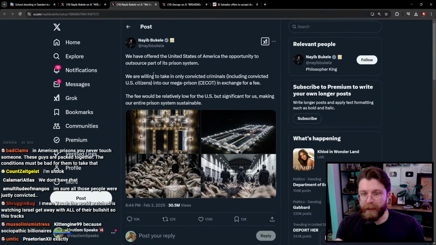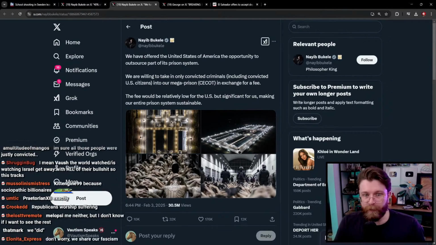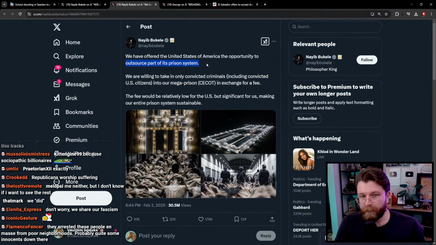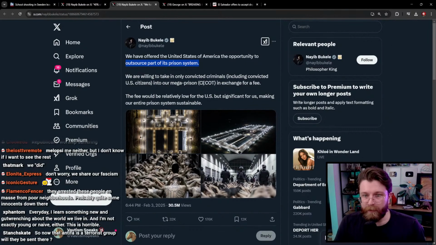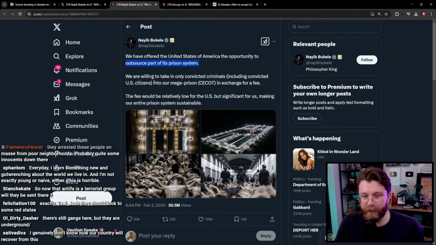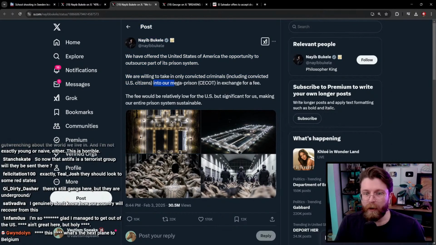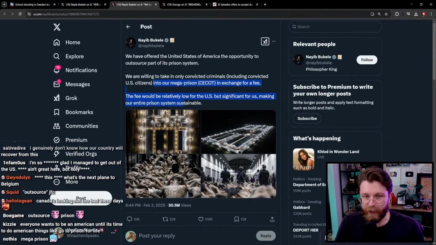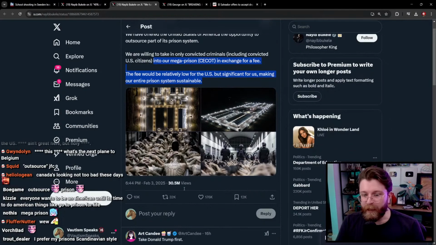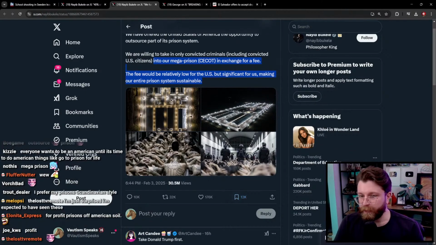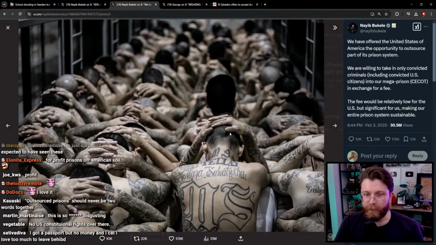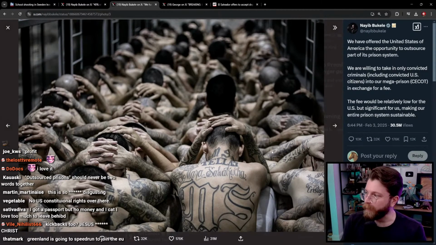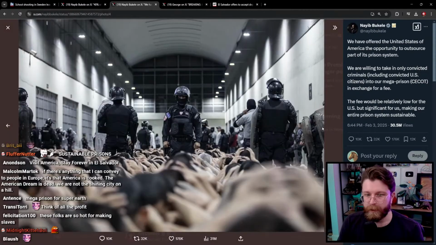We have offered the United States of America the opportunity to outsource part of its prison system. I love how straightforward it all is, you know? We are willing to take in only convicted criminals, including convicted U.S. citizens, thank you for the clarification, into our mega prison, CSOT, in exchange for a fee. That's great. The fee would be relatively low for the U.S., but significant for us, making our entire prison system sustainable. That's what I want a prison system to be, you know? Sustainable. This has 176,000 likes. It's gotten a bunch of positive attention from conservatives. Conservatives see images like this and they're like, yes, I would like American citizens to be here. That is good. This is what they want.